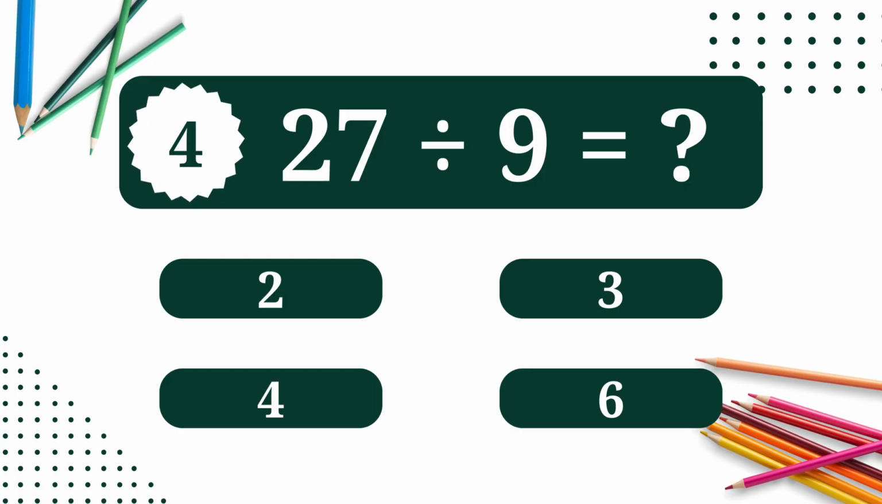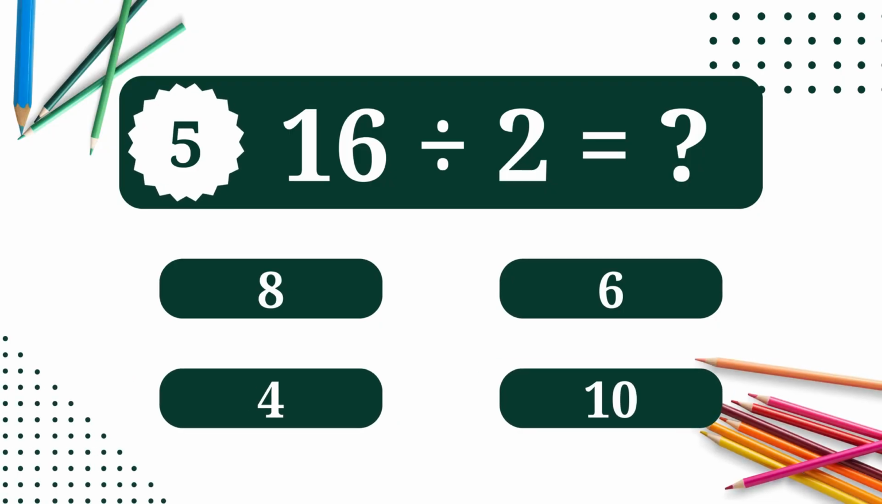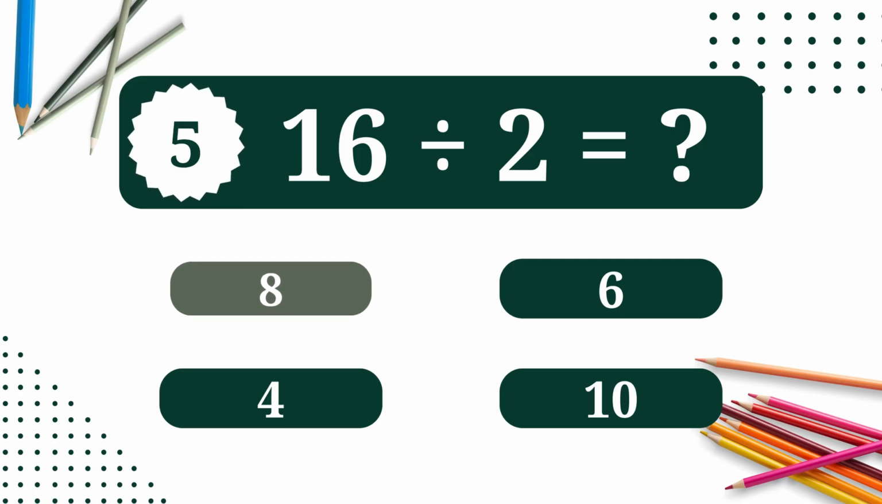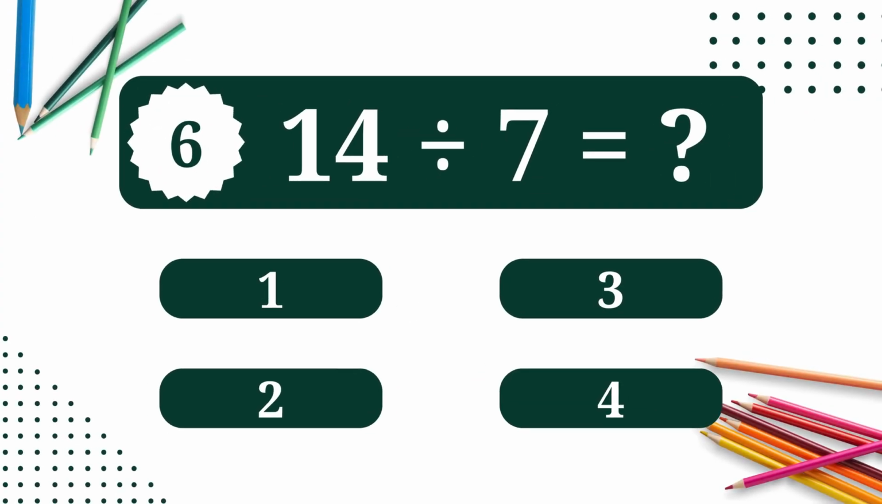Question 4. What is 27 divided by 9? Three. Question 5. What is 16 divided by 2? Eight. Question 6. What is 14 divided by 7? Two.